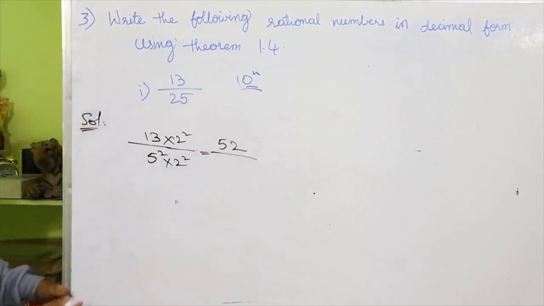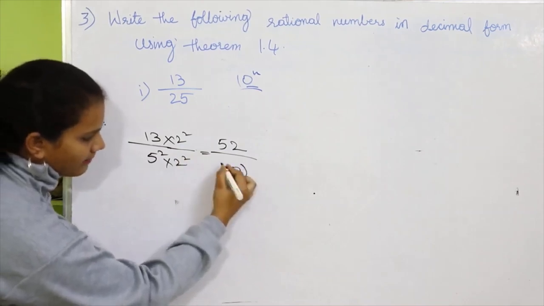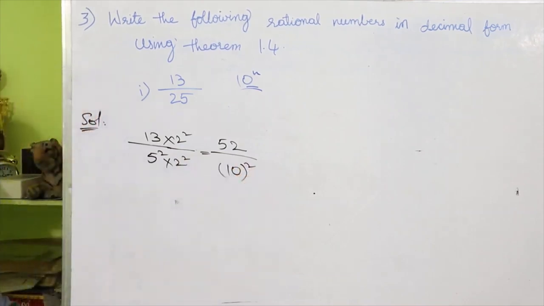So 52 by 5 square into 2 square. Okay, so 5 square into 2 square, this gives what? 10 square. 5 twos are 10, right? 10 square. Clear? Hope you got it.